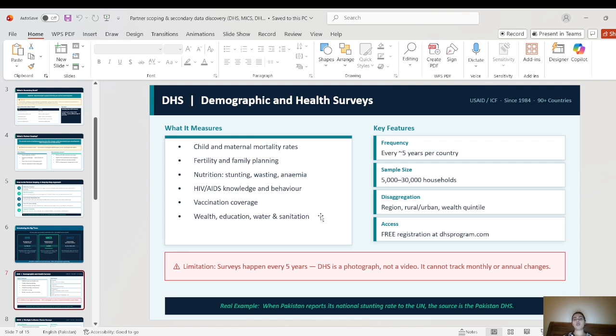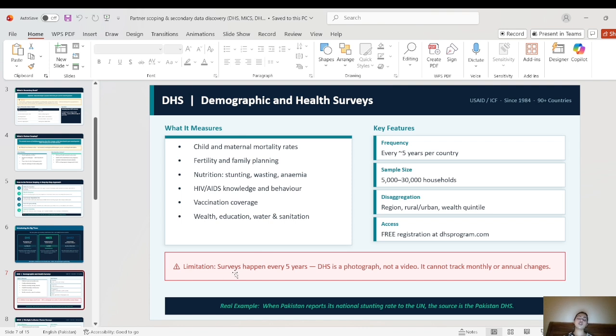What are the key features? Frequency is every 5 years per country, with a sample size of 5,000 to 30,000 households. Disaggregation is by region, rural or urban, wealth quintile, and everything else. Access is free registration at a specific website. So what is the limitation? The survey happens only every 5 years.